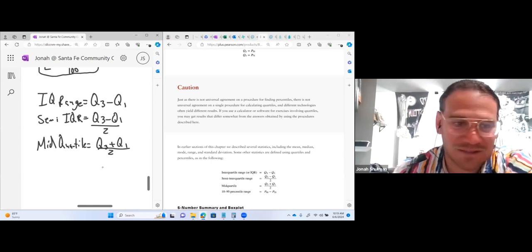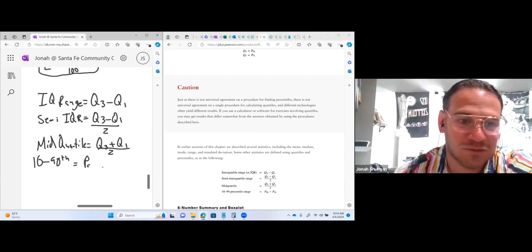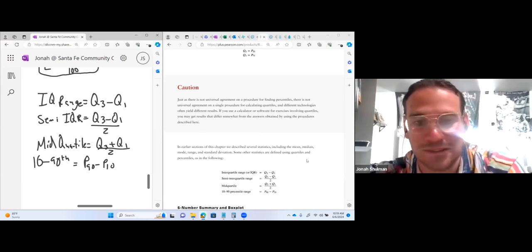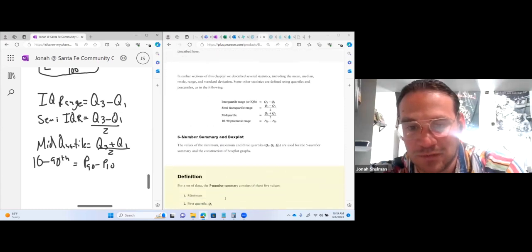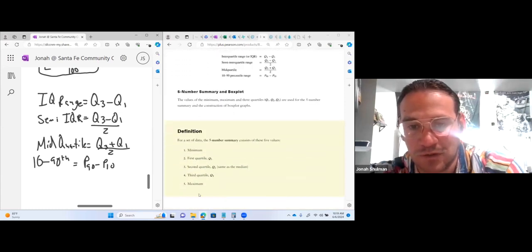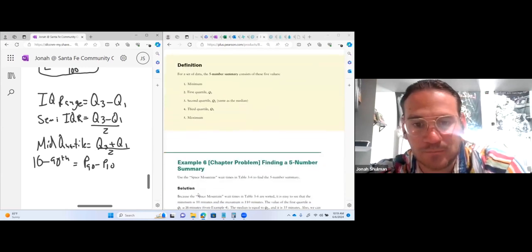And then the 10th to 90th percentile, I get why this is used. This is used for scores. So this is just your 90th percentile minus your 10th percentile. None of that is too crazy. What's the one that's most used? The top one, the 5 number summary, with the minimum. That's what I started with because this is the mostly used stuff for this idea.